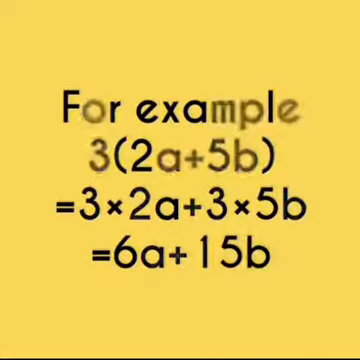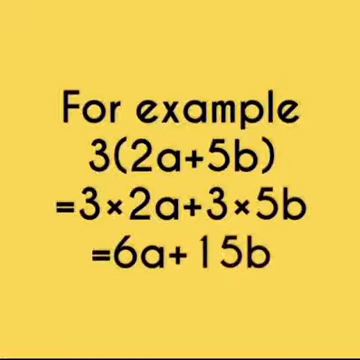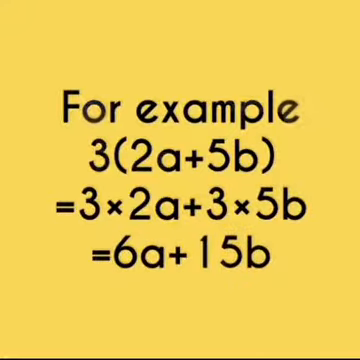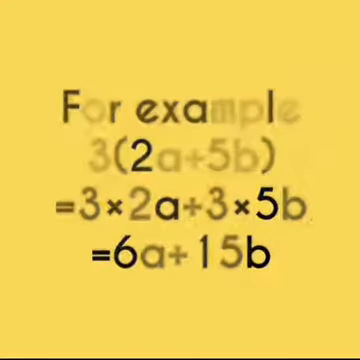For example, let's look at this. We have 3 bracket 2a plus 5b. 3 is what we have outside the bracket, our multiplier. We use it to multiply each term inside the bracket. That is 3 times 2a plus 3 times 5b. Now, our 3 times 2a gives 6a plus 3 times 5b, which gives 15b.